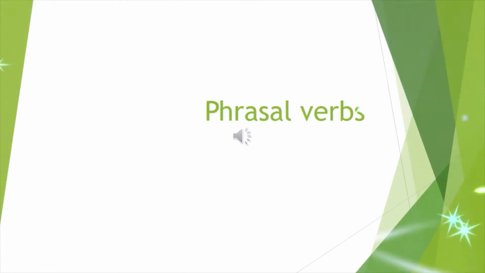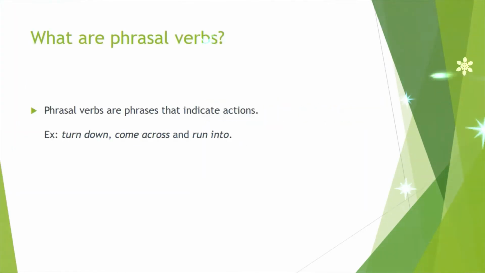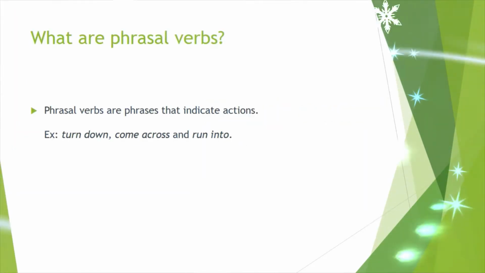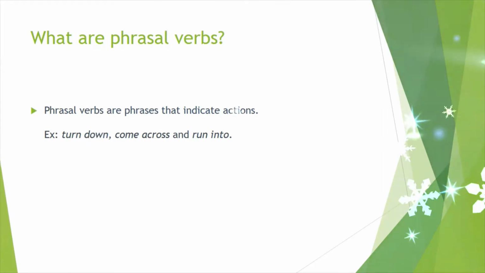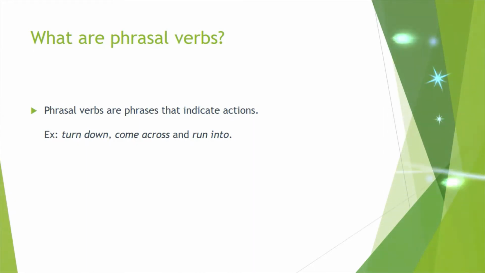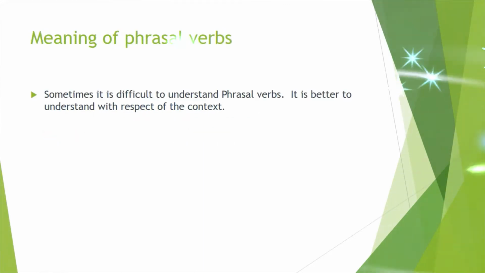Today we are going to discuss the topic of phrasal verbs. Now, what are phrasal verbs? As I have already taught you what verbs are: verbs are action-denoting words. Phrasal verbs are a part of the same thing. Phrasal verbs are phrases that indicate action. For example, turn down, come across, run into, etc. are examples of phrasal verbs.